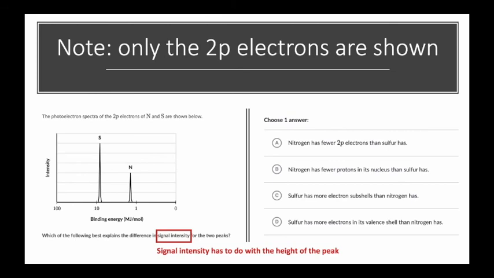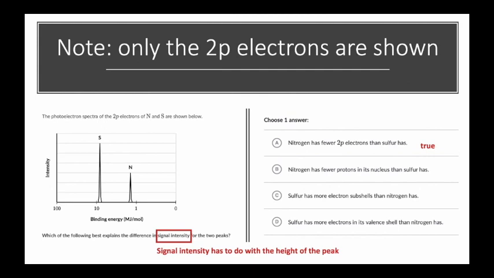Now let's think about this for a minute. Let's look at the first one. Nitrogen has fewer 2p electrons than sulfur has. And I could write out my electron configurations or just take a look at the periodic table and notice that nitrogen has 3 2p electrons. And since sulfur is in the 3rd row, all of the p orbitals in its second shell should be filled. That would be 6 electrons. So this could definitely explain our peak.